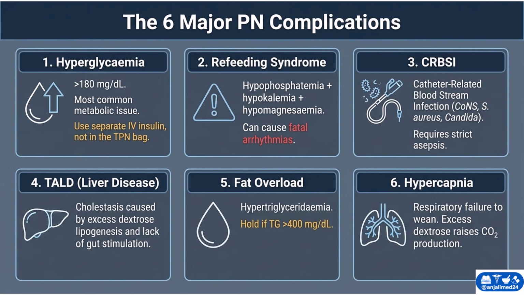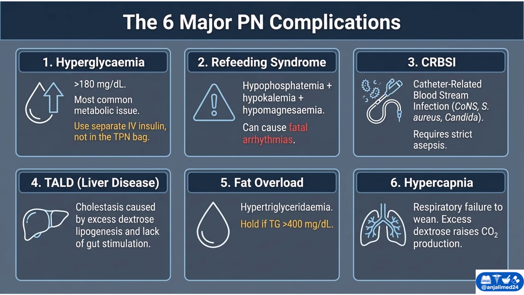Although parenteral nutrition is life saving, it is associated with several important complications that every clinician should recognize. The first and most common complication is hyperglycemia, usually defined as a blood glucose level above 180 milligrams per deciliter. Blood sugar should be managed with a separate IV insulin infusion rather than adding insulin directly into the TPN bag. The second complication is refeeding syndrome, characterized by severe hypophosphatemia, hypokalemia, and hypomagnesemia.